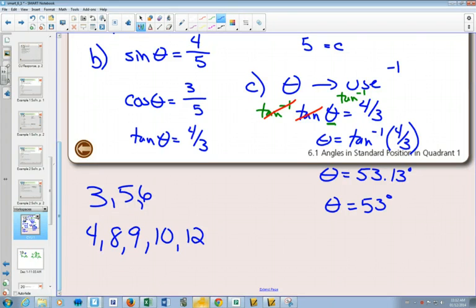Okay, now, favorite triangles. No, this is good stuff. I want my favorite triangles to be on there.